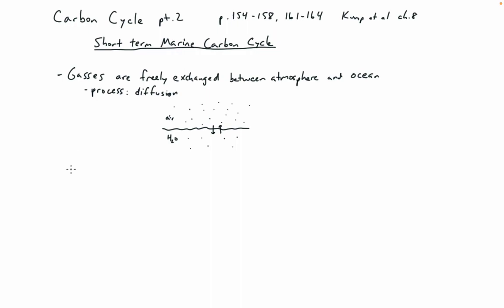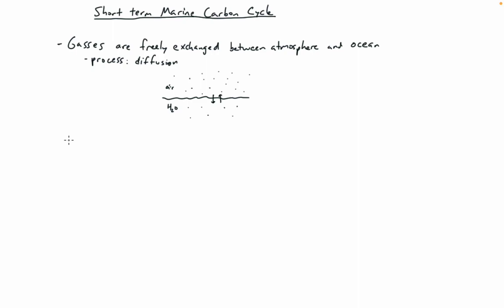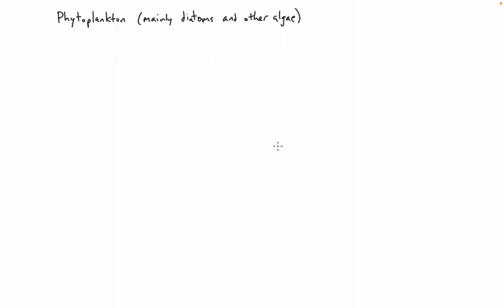So we're going to start by talking about some of the key organisms. Got to start somewhere. Phytoplankton is sort of the base of the food chain, so it's a good place to start. And these are mainly a thing called a diatom, mainly diatoms, which is a kind of algae, and other algae. These things actually produce more oxygen than plants on land, so they're really important.